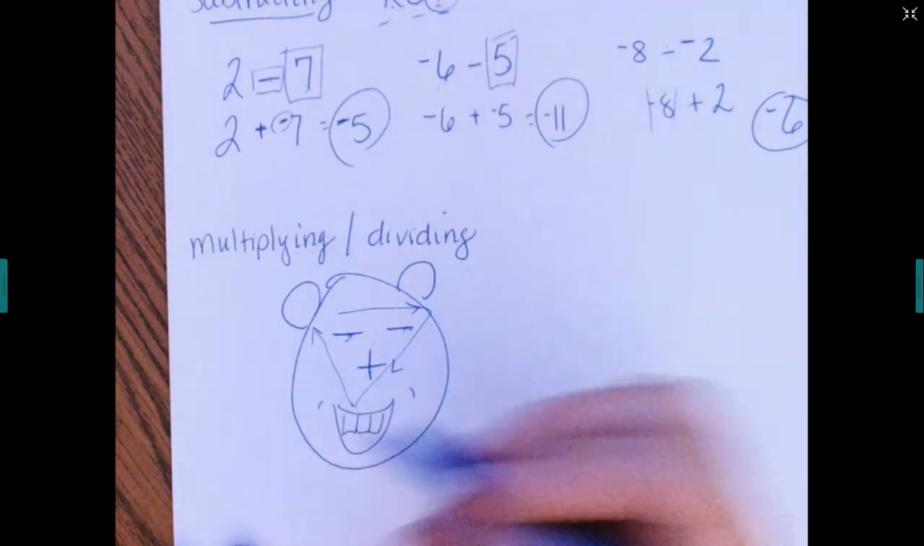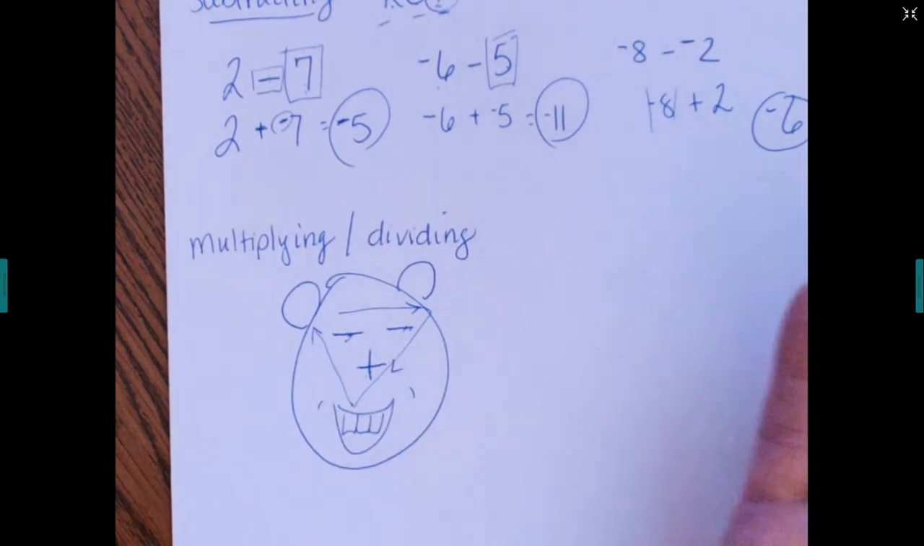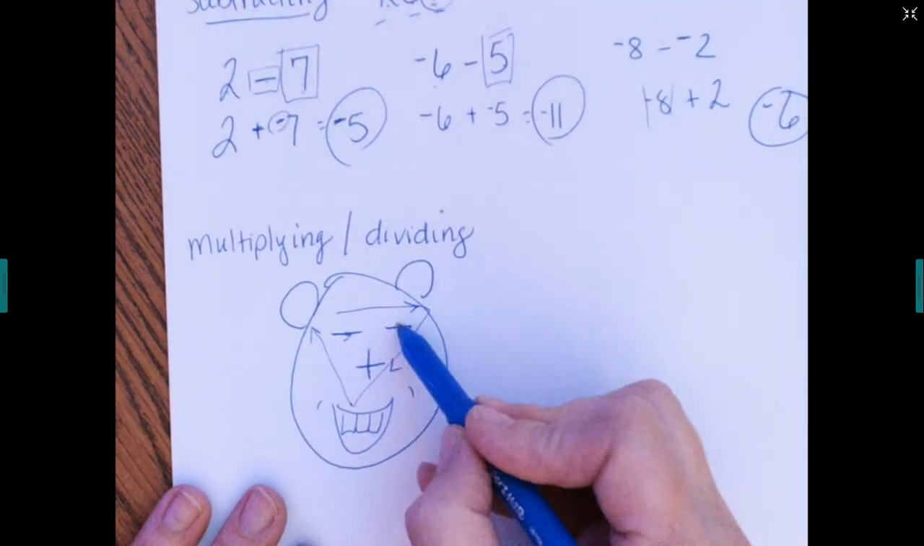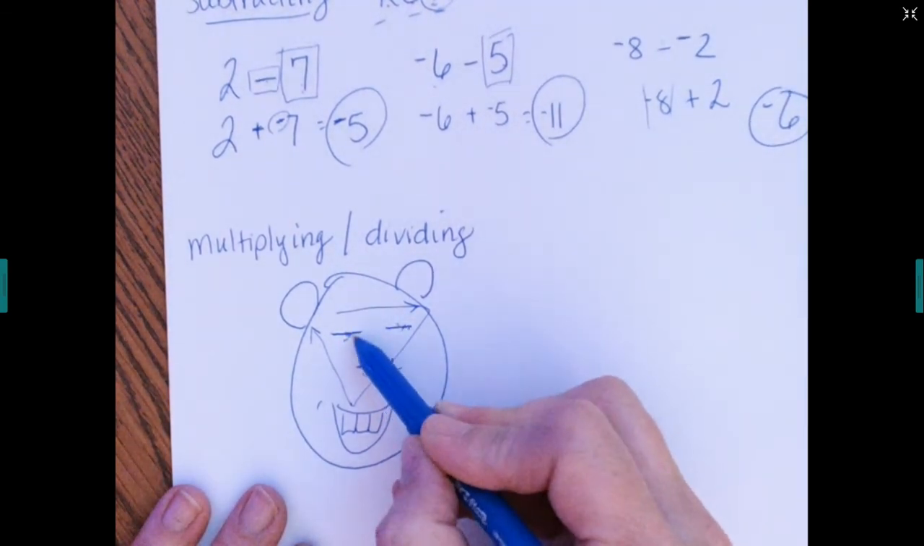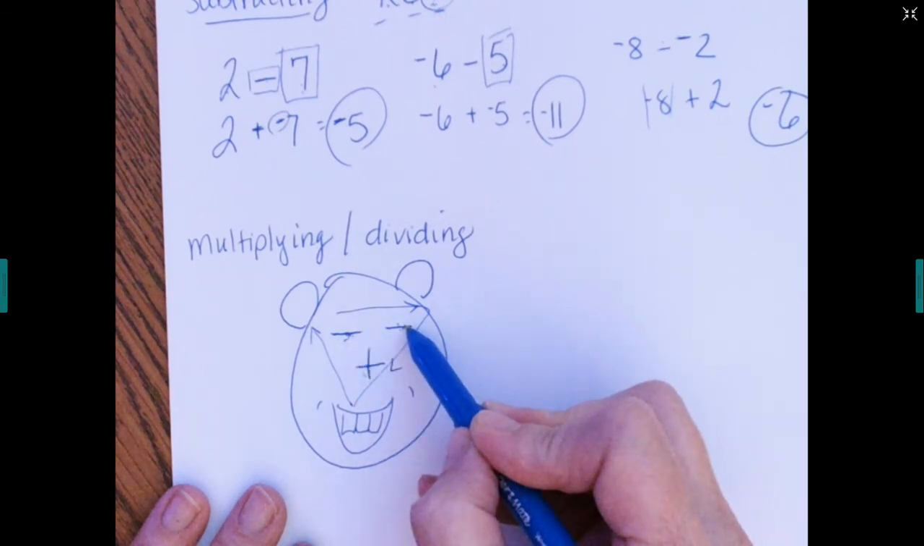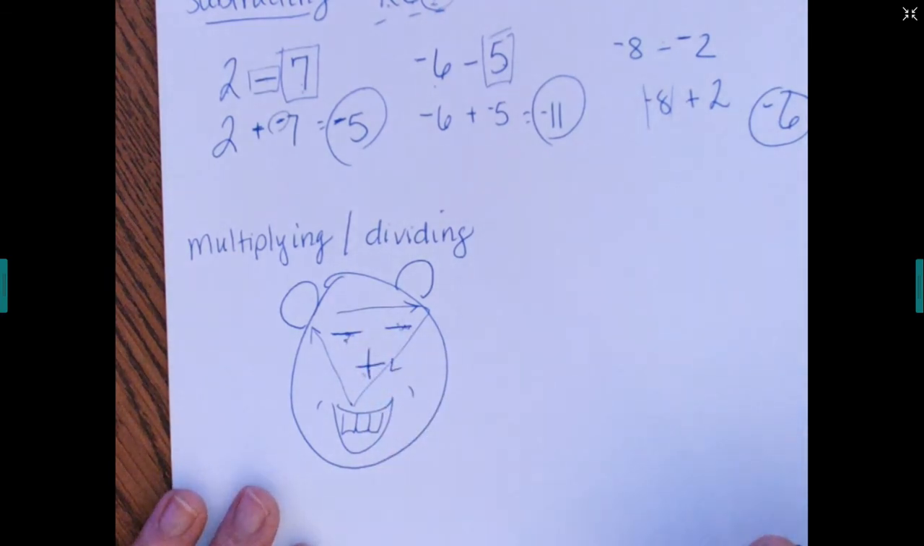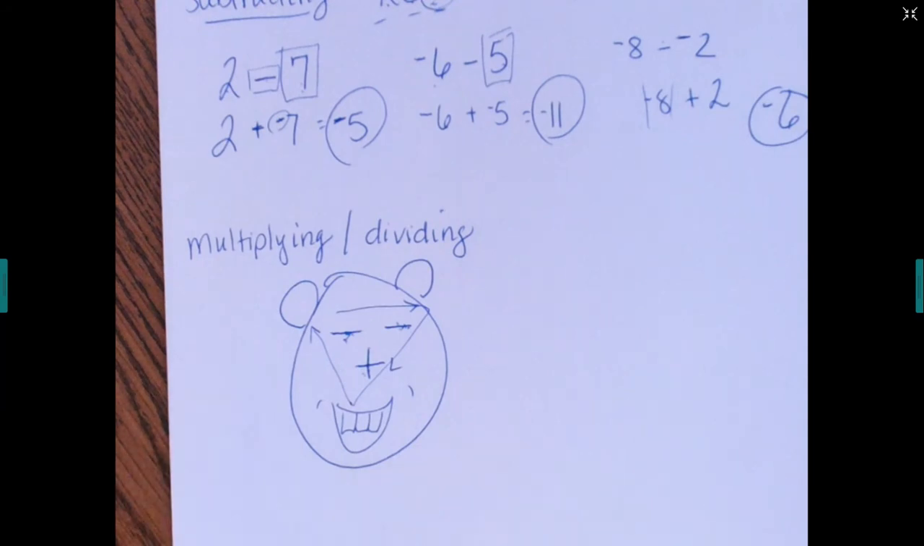So this is how you can remember. Obviously, positive and positive is positive because you've been doing that all along. But negative and negative is positive, positive and negative is negative, and a negative and a positive is a negative. Hopefully that will help you as you do the next couple problems.